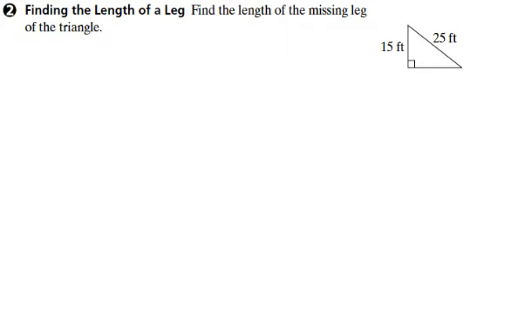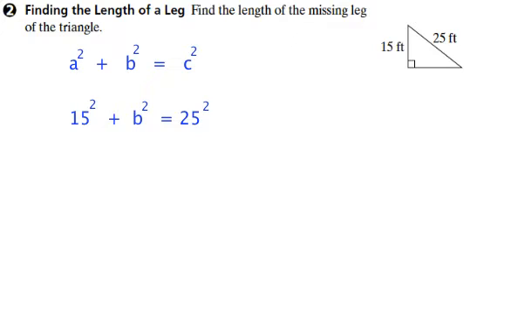Number 2. Finding the length of a leg. Find the length of the missing leg of the triangle. We still start with the formula a squared plus b squared equals c squared. I'm not going to follow the pattern that they already have established here, so find a spot somewhere in your notes you can write this problem down. a is going to be 15. So we're going to have 15 squared plus, we don't know the other leg, so we're going to leave it b squared, equals 25 squared, because the hypotenuse is 25.